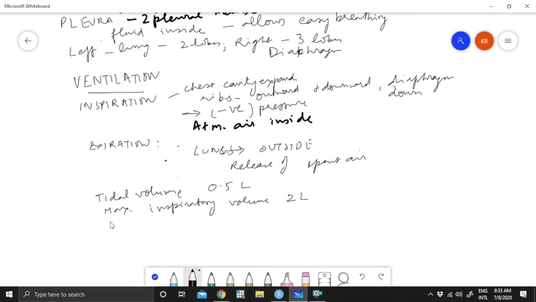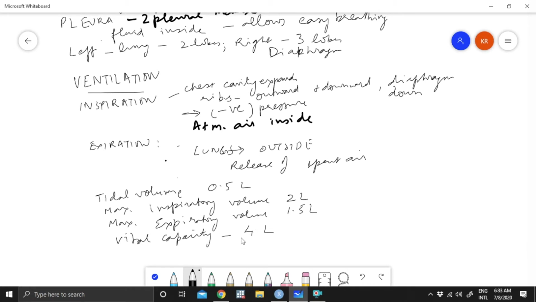apart from the tidal volume, there will be a maximum expiratory volume, which will be about 1.5 liters. So this total is called vital capacity. So this you can see is about 4 liters.